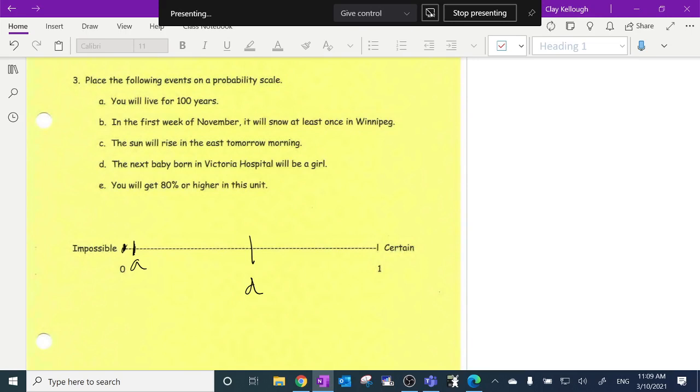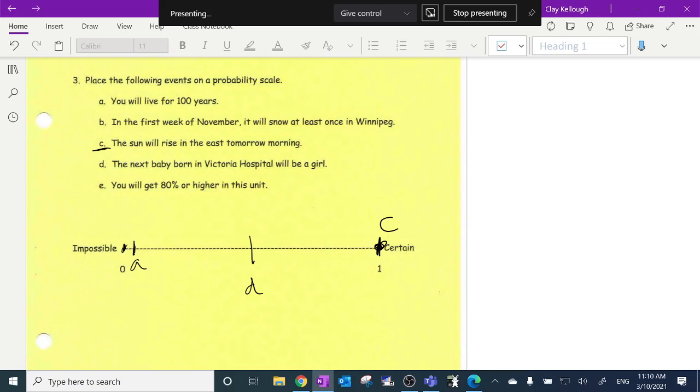On the other side of the scale, the sun will rise. Oh, sorry, the sun will rise in the east tomorrow. Wait a minute. Where does the sun rise? It rises in the east, and it sets in the west. Is there any chance that it'll rise in the west? So that's a certainty. That one goes there. All probabilities are between 0 and 1. That's basically what that question wants you to understand.